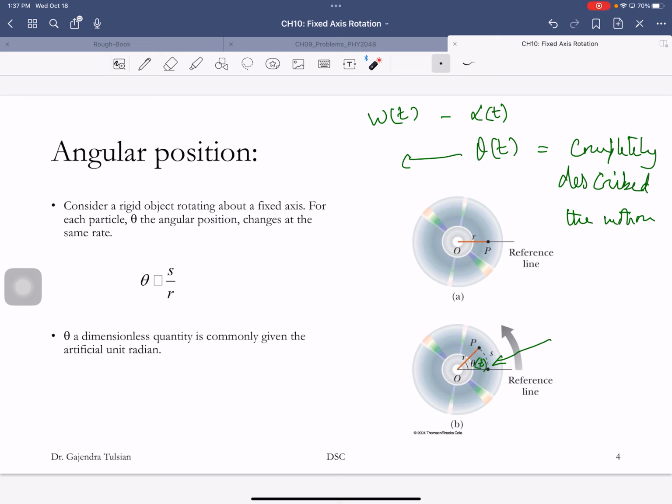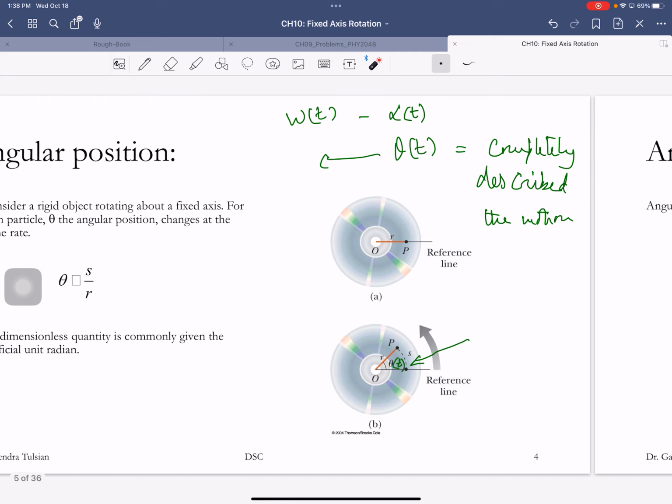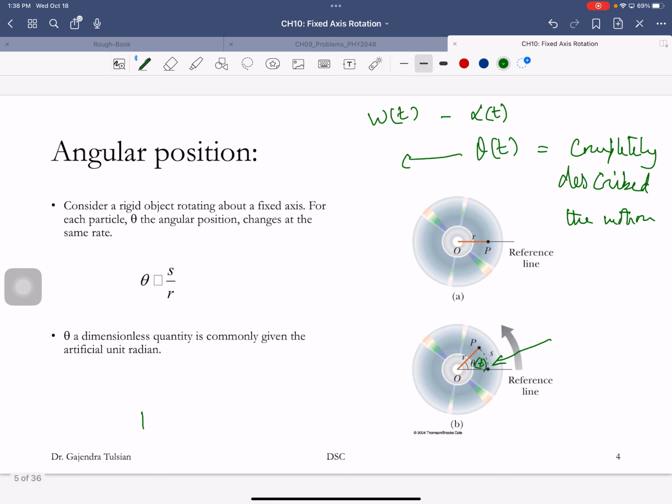Okay. So when this point moves through a linear distance s, and if this is r distance away from the axis of rotation, theta, the angle in radians, is given by s over r. And since this is length and that's length, theta is dimensionless, and we give it the artificial unit radians. So if the radius was 10 meters and you travel 10 meters, then you have covered an angle of 1 radian. And what is 1 radian equal to in degrees? It's about 60 degrees. It's a little less than 60 degrees.